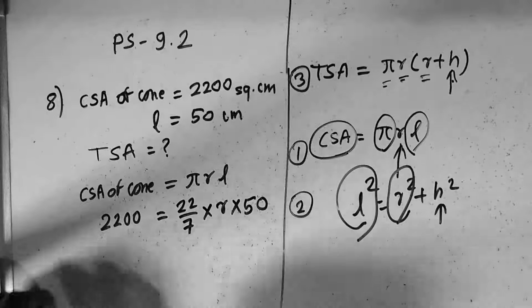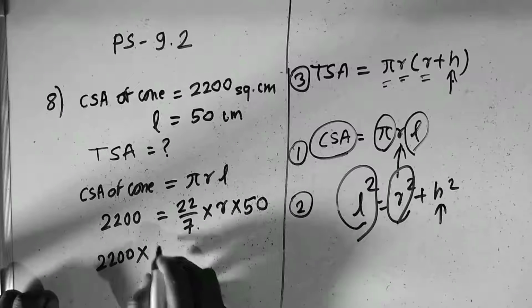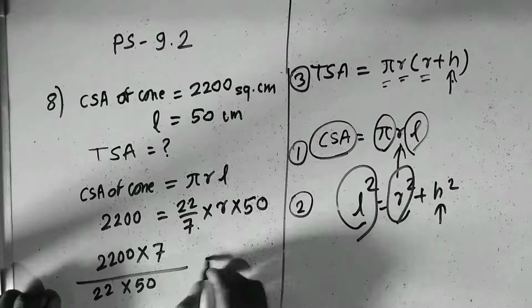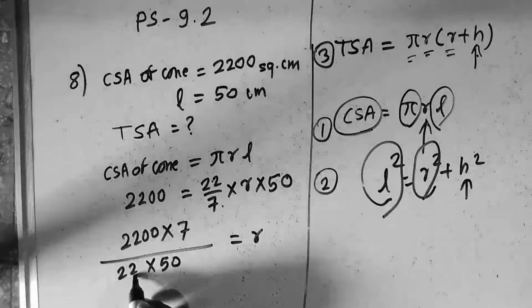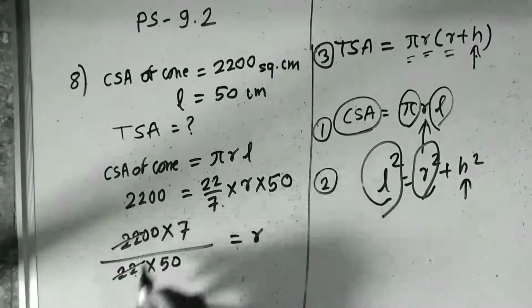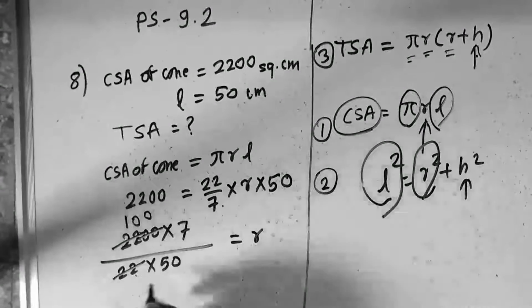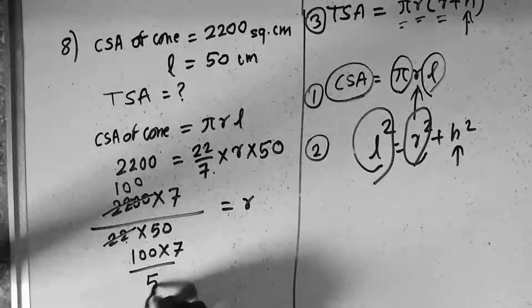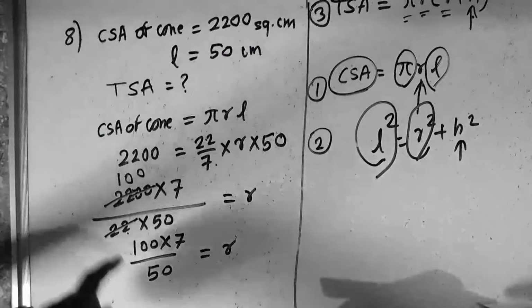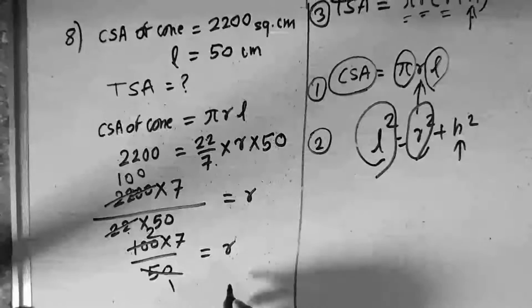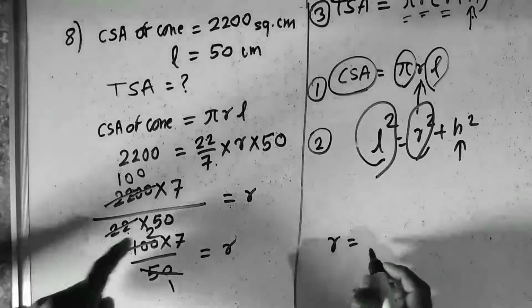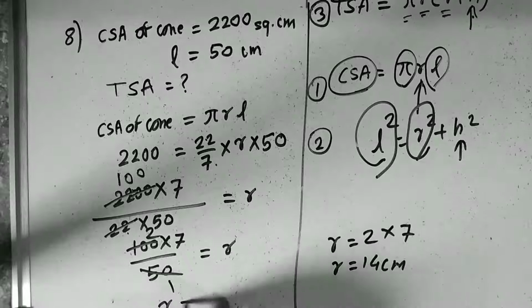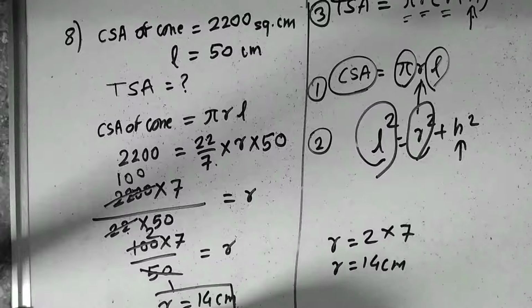Let's send this to the opposite side. 2200 multiplied by 7, which is downside, will come to the upside. Both are upside, they will go to the downside. 22 multiplied by 50 equals r. Now you can see that 22 gets cancelled, only 1 remains, and this 2200 will be 100. Now 100 multiplied by 7 upon 50 equals r. Now in the table of 50, 100 comes, so it will give me r equals 2 multiplied by 7, so r equals 14 centimeter. So I am going to write here r equals 14 centimeter.